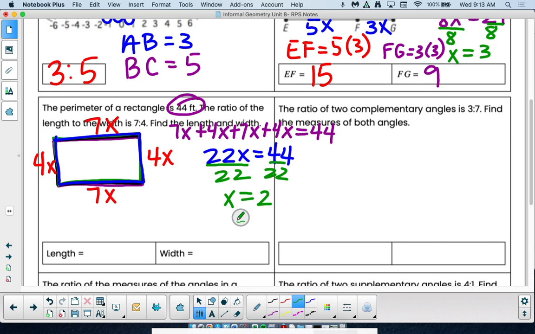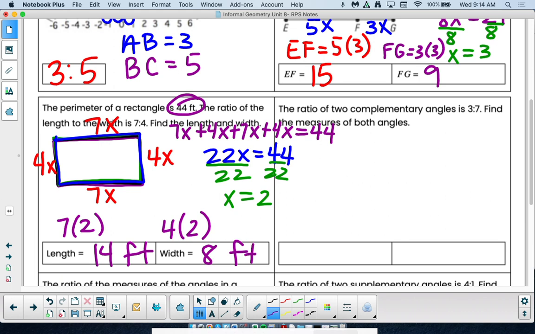Wonderful. Now, it's pretty easy from here, folks. We just got to plug in our length. 7 times 2 gives me 14. Our width, 4 times 2 gives me 8. And we're golden. We should probably be good. They did give us a unit, so we can put feet on both of those. Awesome.